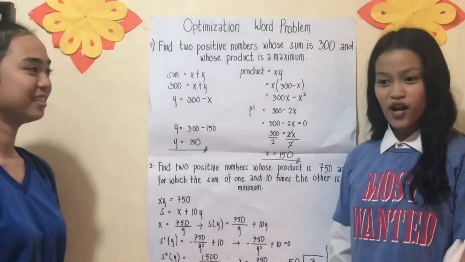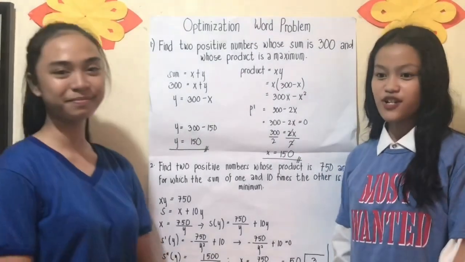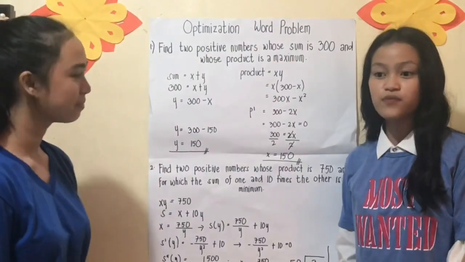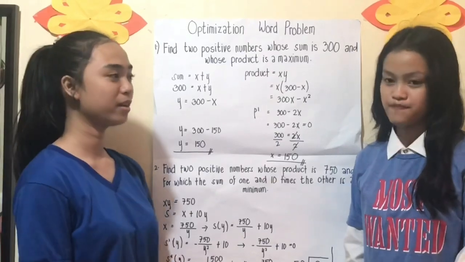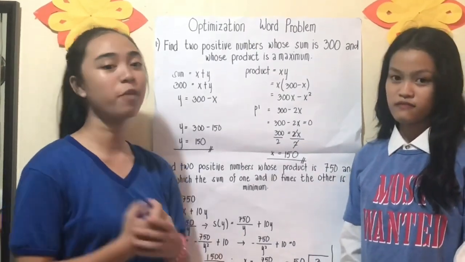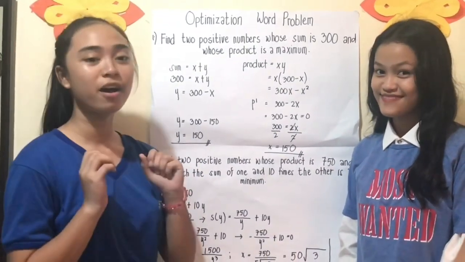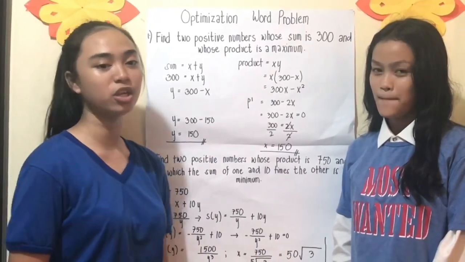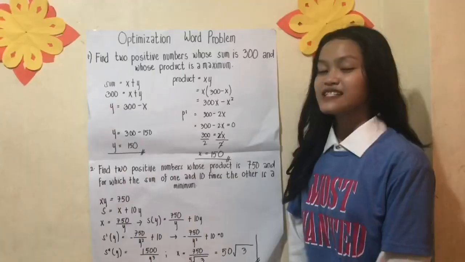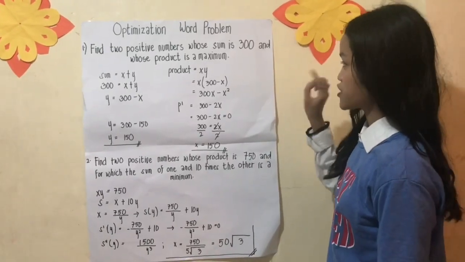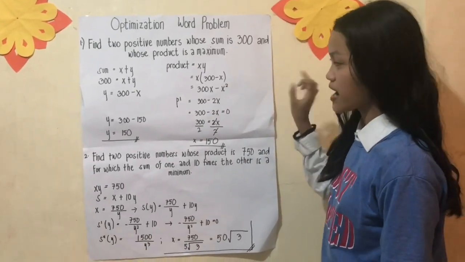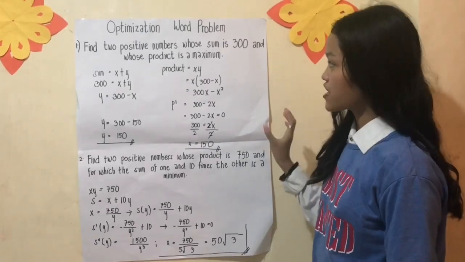Optimization is the process of finding the greatest or least value of a function for some constraint which must be true regardless of the solution. In other words, optimization finds the most suitable value for a function within a given domain. Example number 1. Find the two positive numbers whose sum is 300 and whose product is a maximum. So first, we find the sum.